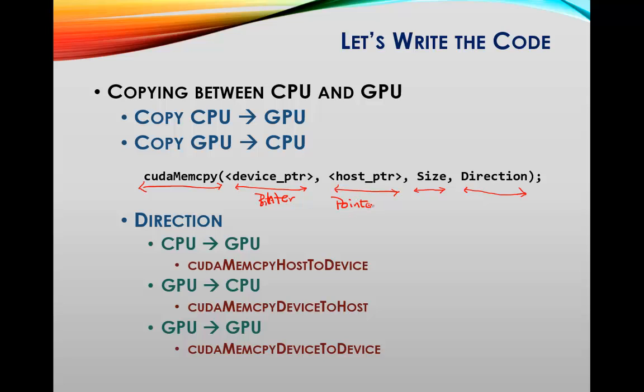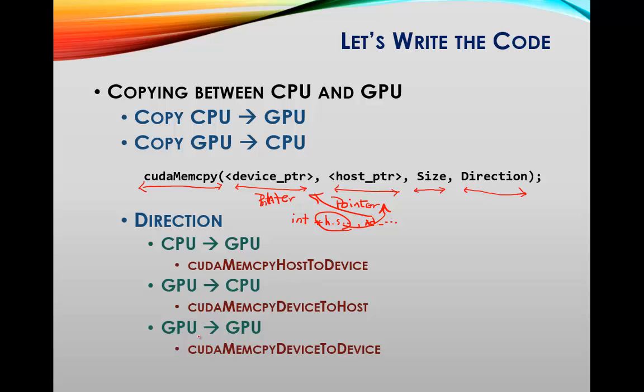And so, for example, if you had an int pointer, host something and device something, this one will be the device pointer and this one will be your host pointer. The size is the size of data you want to copy, and that essentially is how many data points you have multiplied by the size of that data point type.